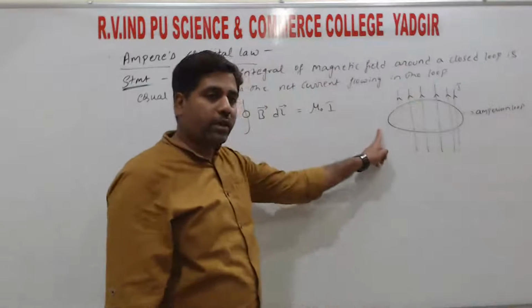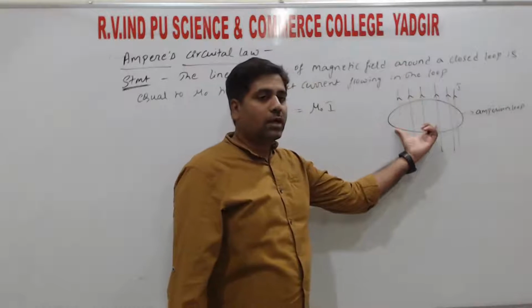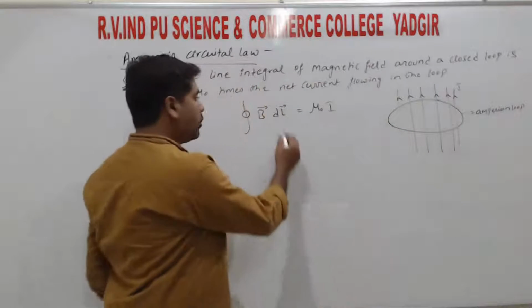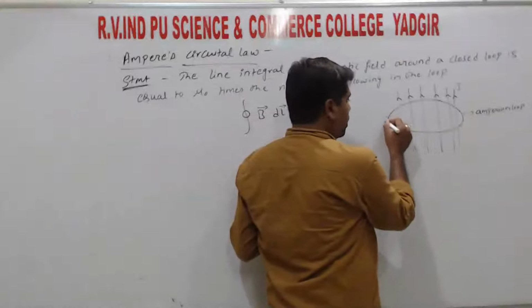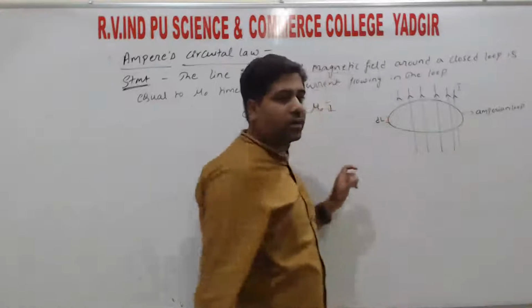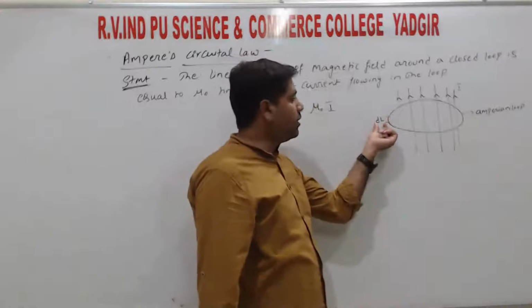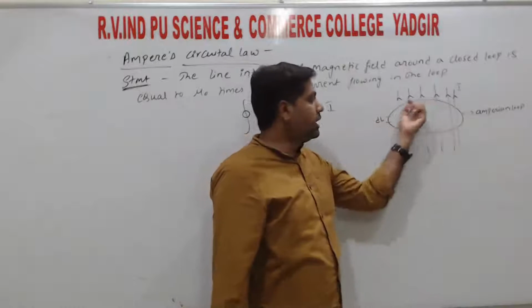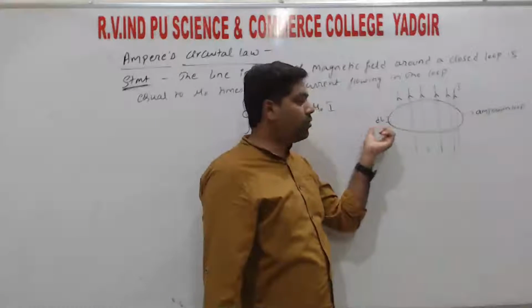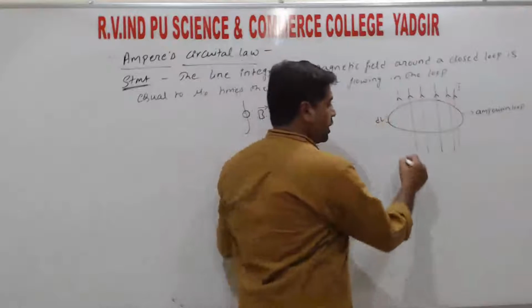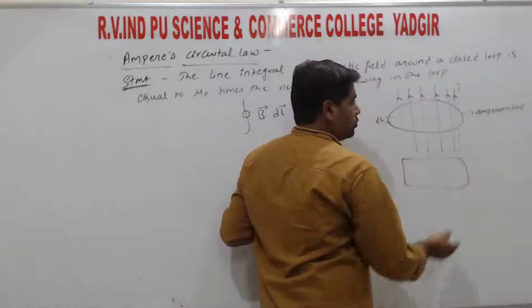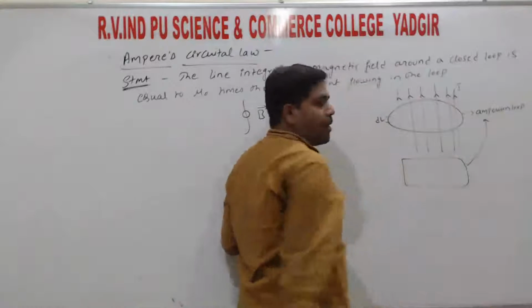For a closed loop, we consider the loop to have a boundary. Why? Because dl means we always consider only a small element, dl. This dl element depends on the loop, which can be a circular loop or anything we like. It need not be only circular; we can also take a rectangle. This we call an Amperian loop.